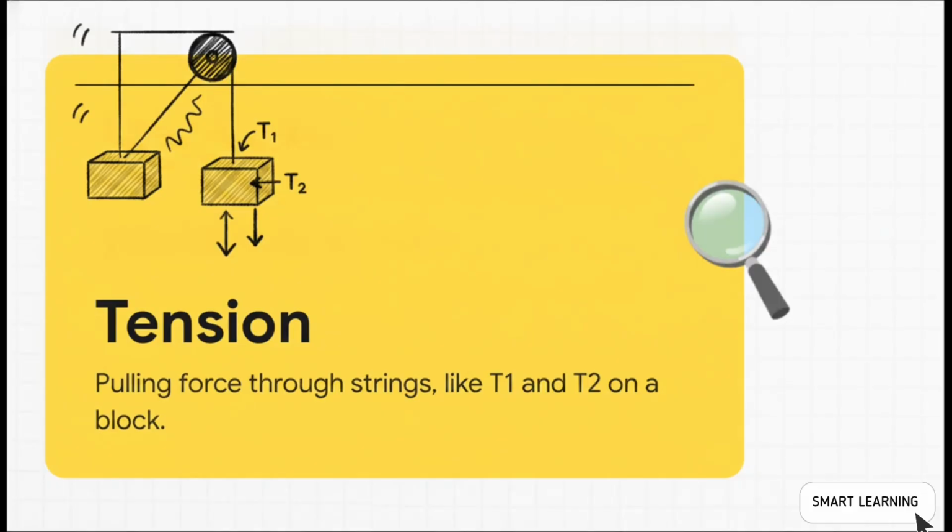But what happens when we string objects together? Well, that introduces tension. Tension is the pulling force transmitted along a string, a cable, or a chain. Take a pulley system with multiple blocks. The tension isn't just isolated to one spot. The force actually travels through the connected system.